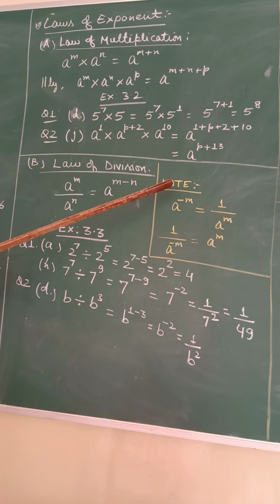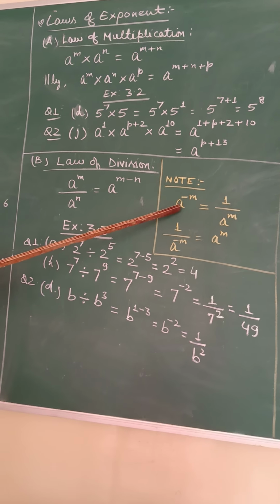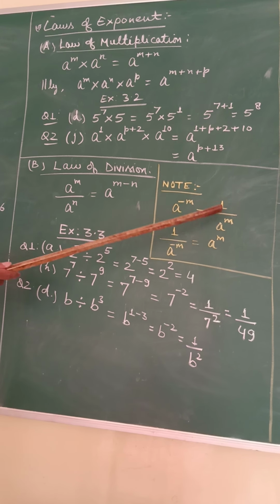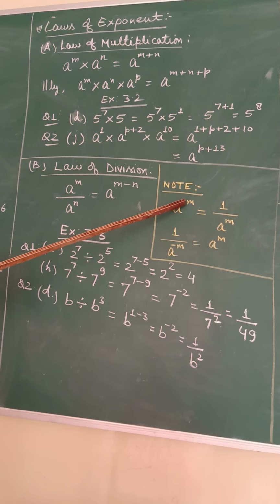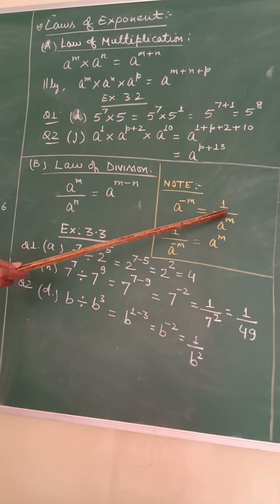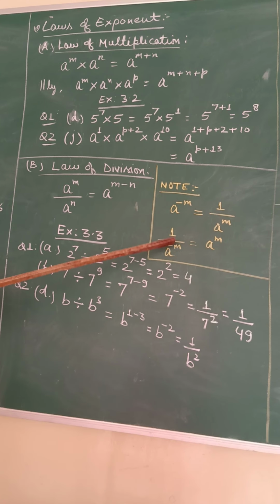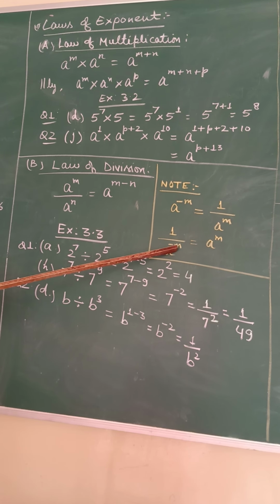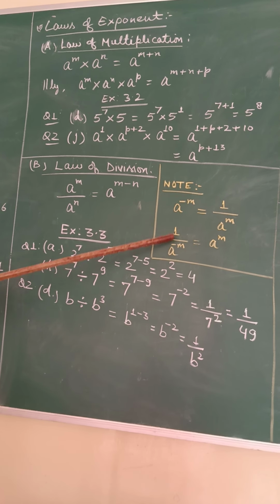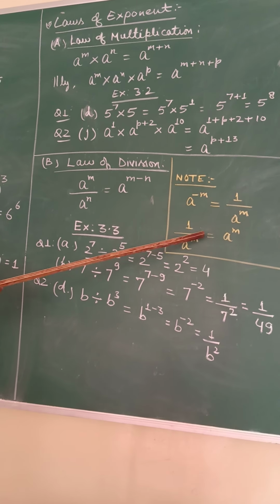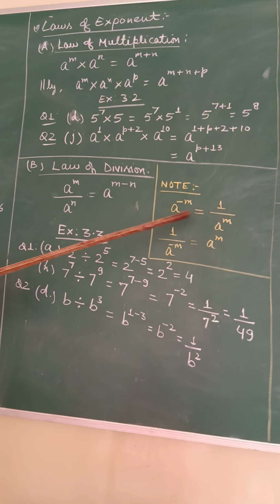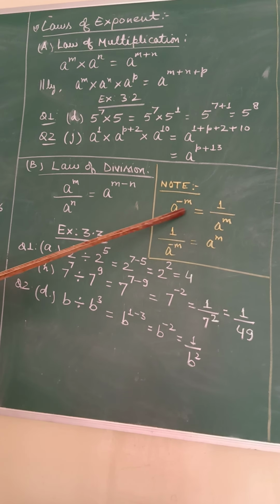And one thing I want to tell you: here you can see, if the power is negative, a raised to power minus n, you can convert that power into positive. How will you convert? This minus m will go to the denominator and will become 1 upon a raised to power m. Similarly, if the denominator is given a negative power, you can convert it into positive: 1 upon a raised to power minus m will equal a raised to power m. So like this you can convert the power into negative and positive form.